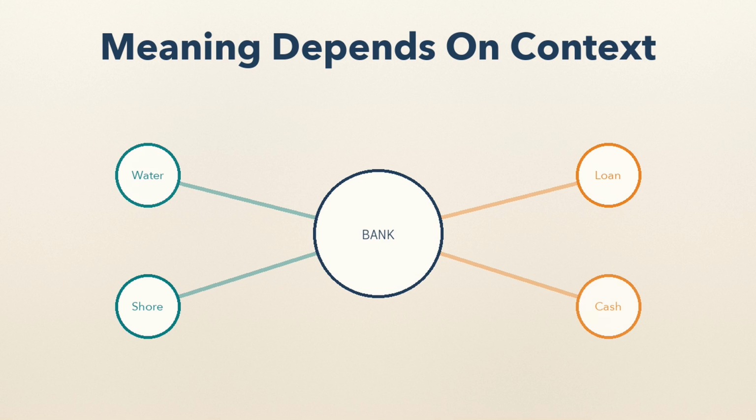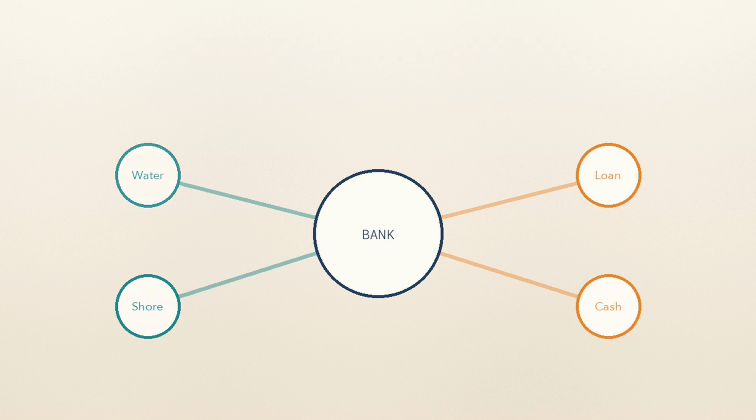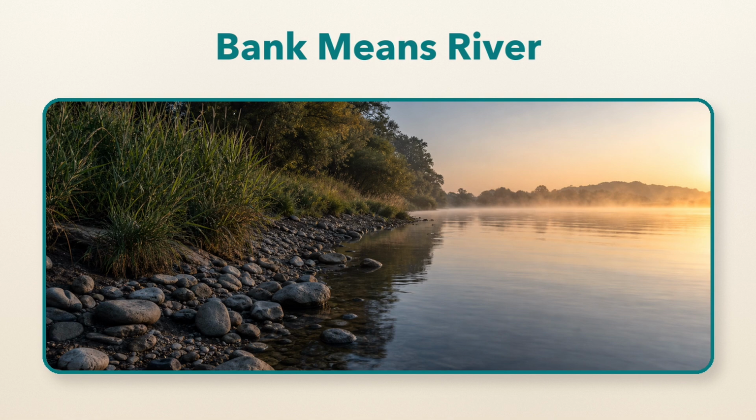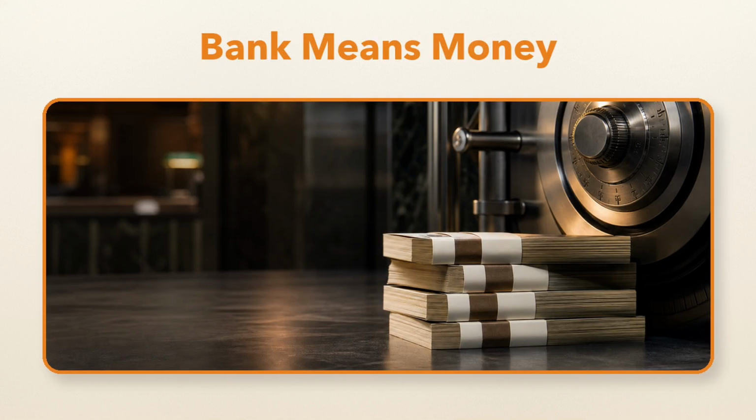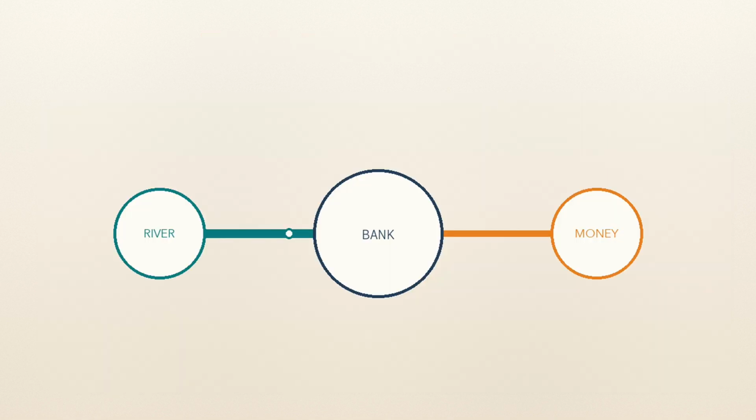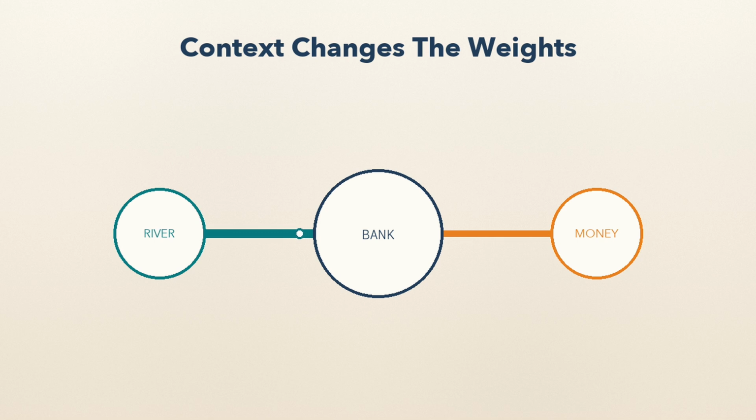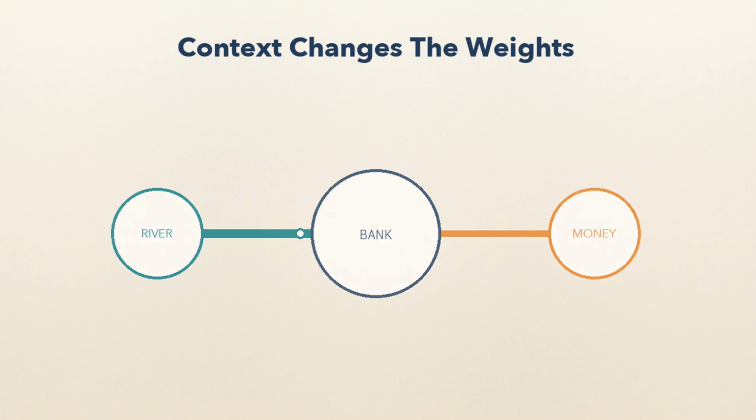Attention is not fixed. The same word can focus on different words depending on the sentence. In one sentence, bank may connect to river. In another, it may connect to money. The surrounding context changes the attention weights, allowing the model to represent meaning more flexibly.